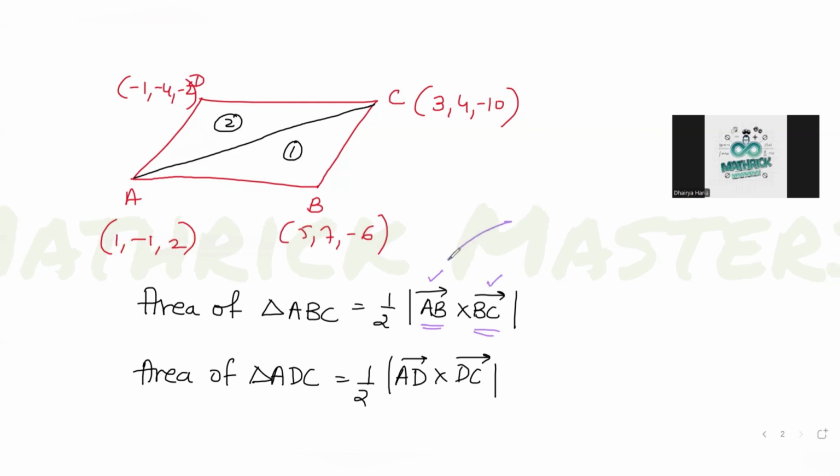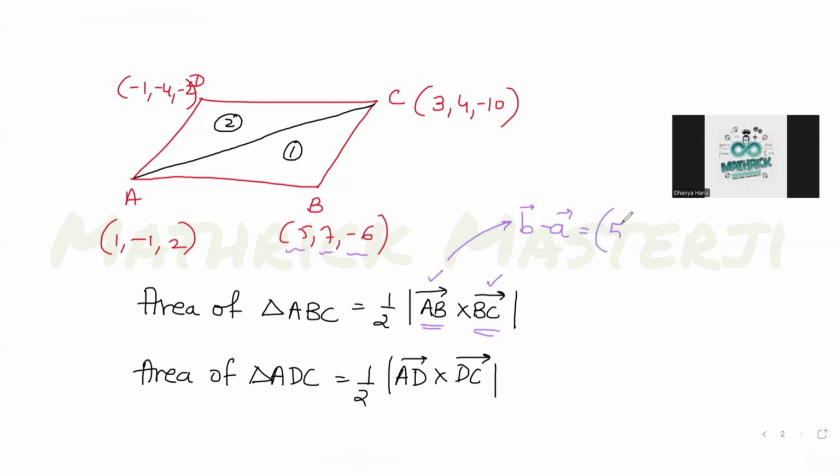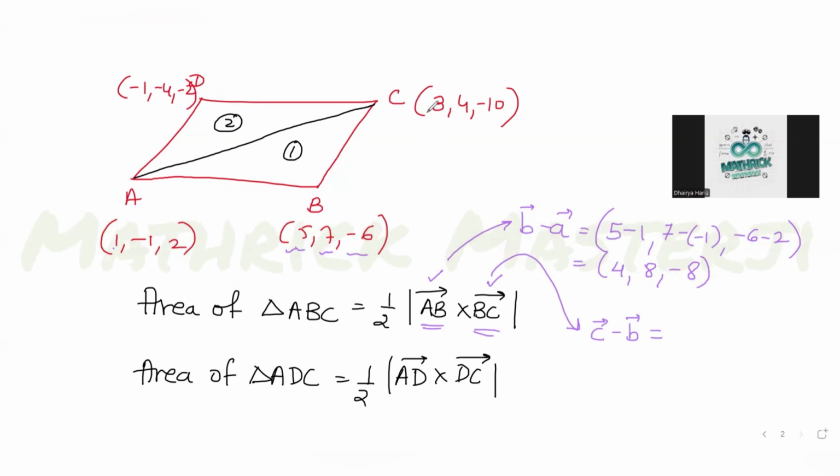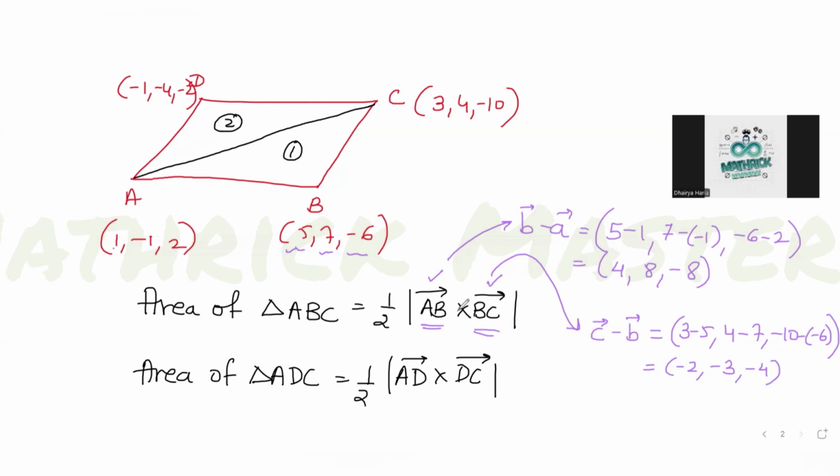Vector AB means I'm going to do B bar minus A bar. So I do 5 minus 1, for the Y coordinate 7 minus -1, and the last one becomes -6 minus 2. So I get the AB vector as 4, 8, -8. To find the BC vector, I just do C bar minus B bar: 3 minus 5, 4 minus 7, and -10 minus -6. So I get -2, -3, and -10 plus 6 is -4. So I have my vectors AB and BC.